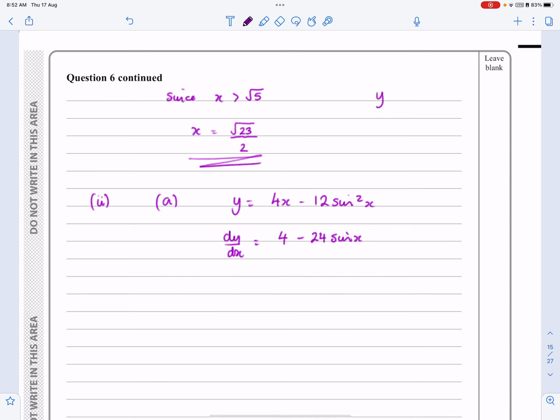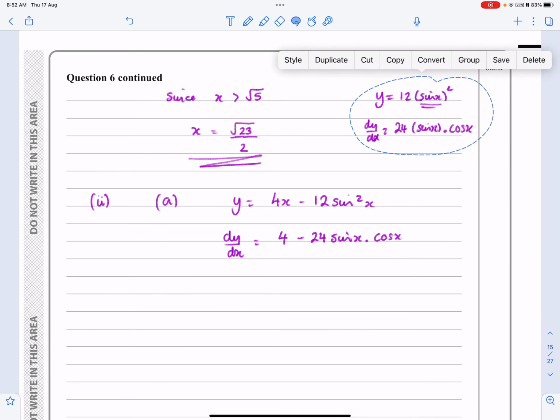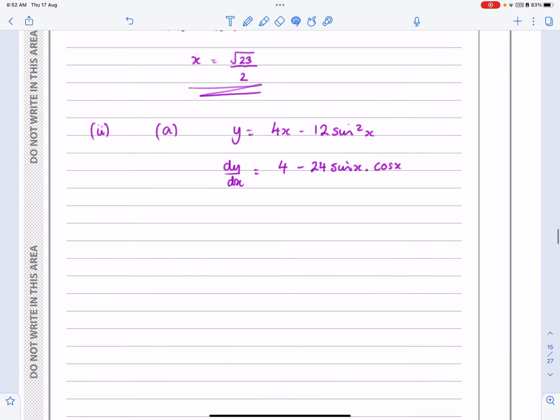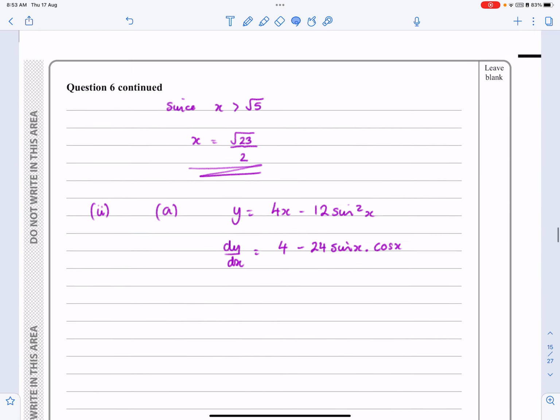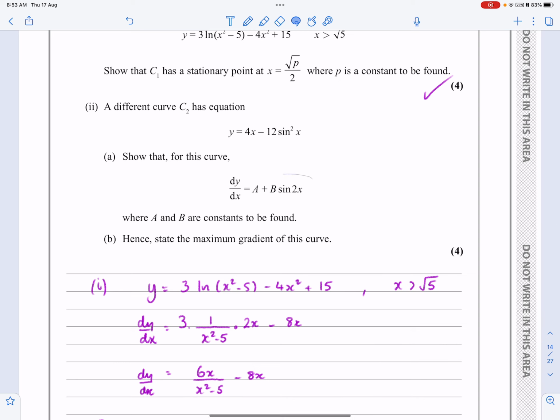And what a lot of people do, if they're a little bit worried about the trig ones, is they think about it as being like that. I've got no problem with you thinking about it like that. So multiply by the power, 24, take one off the power becomes sine, multiplied by the differential of what's in here. The differential of what's in here in this case is just cos x, so I get times by cos x there. So it's the chain rule, really quickly explained. And then what are we trying to do with this? They've said show it's in that format there.